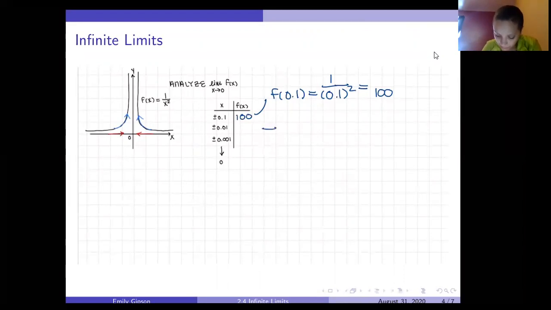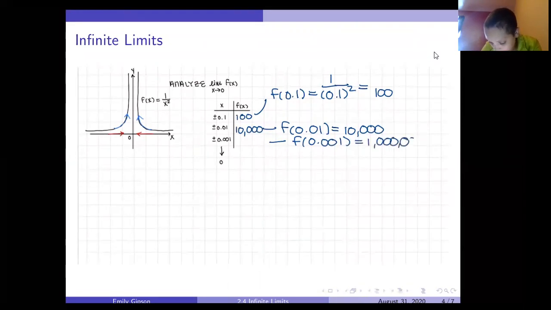Now let's plug in f evaluated at 0.01. Well, again, we plug this into our calculator and we get 10,000. So we've got 10,000. And then finally, let's plug in 0.001. And we're actually going to get out 1 million. And all these values can be found just plugging into your calculator. You can even use your phone or the Google calculator. You're going to get the same thing. I'm going to write a shorthand because I didn't leave myself enough space.